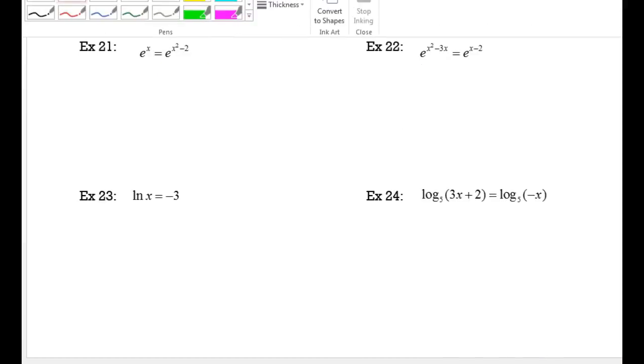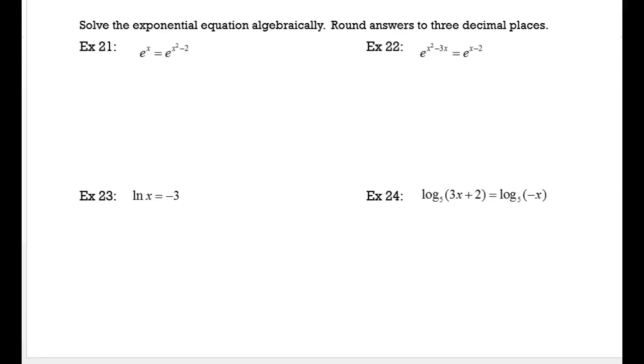All right, look at 21. So hopefully you remember our properties of logarithms and exponentials. If the bases match, the bases go away and everything drops down. So x equals x squared minus 2. Now the way to solve this is to get everything to one side, get it equal to 0. So I'm going to subtract x from both sides. So I have 0 equals x squared minus x minus 2.